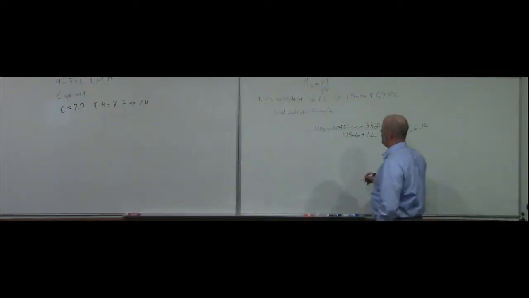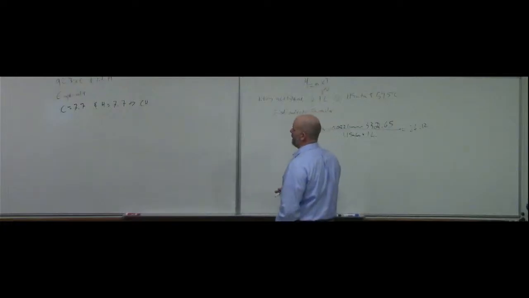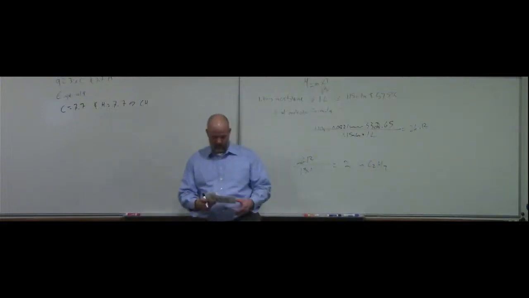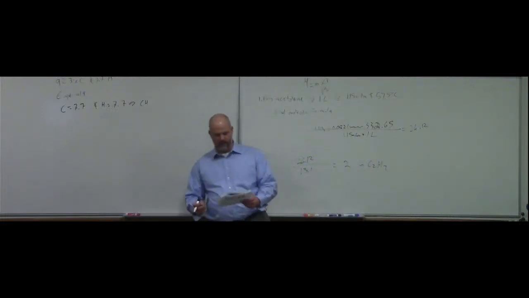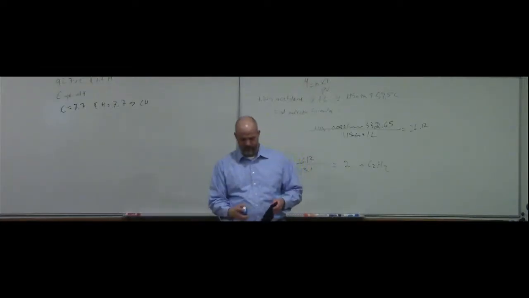Now I take my 26.12 and I divide that by my empirical, which was CH, so that's 12 plus 1 equals 13, and that gets me a times 2 ratio, right? So my actual formula is going to be C2H2, which I trust is the right answer. Yeah, there we go. Okay, we did it. Well, let's erase and do the next thing.